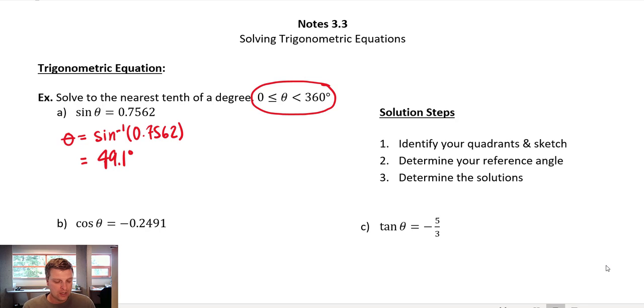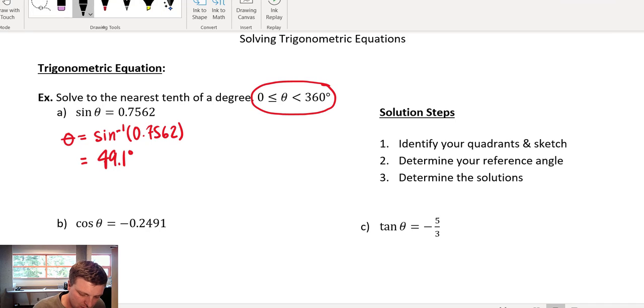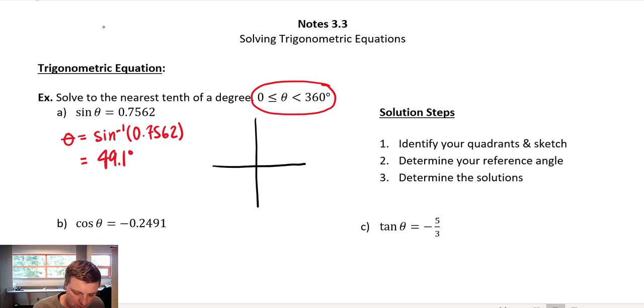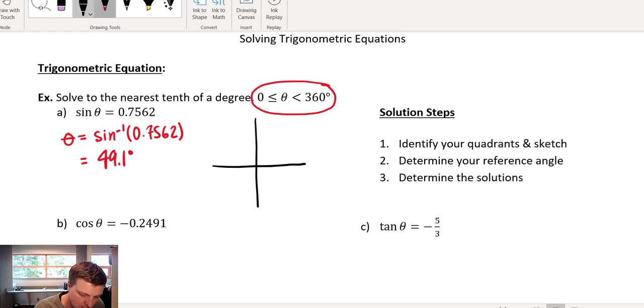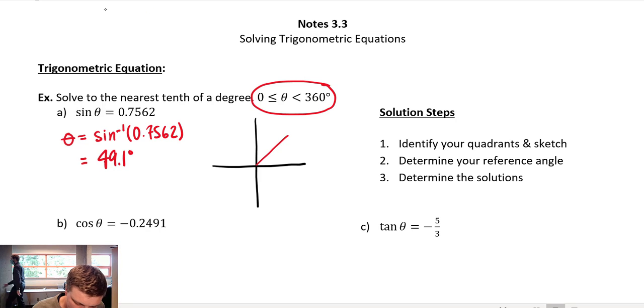The thing is, though, that's actually not the complete solution, because what we learned in the previous video is that for a given reference angle, as you move around the unit circle, the sine of different angles can have the same value. And so, for example, if I was to draw a little picture here, I've got 49.1 degrees. So 49.1 degrees is something like this.